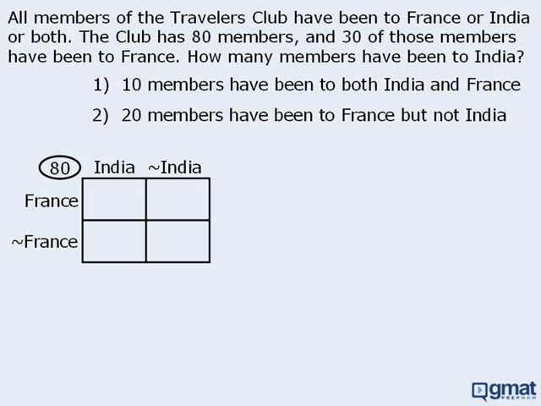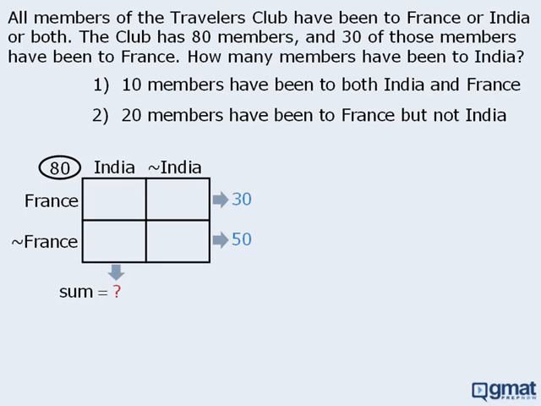Next, we'll add the given information to our matrix. Well, the question tells us that 30 members have been to France, so the sum of these two boxes must be 30. Now, since 30 of the 80 members have been to France, we know that the remaining 50 people have not been to France, so the sum of these two boxes must be 50. Now, our goal is to find out how many members have been to India. Since these two boxes are reserved for members who have been to India, we want to find the sum of these two boxes, since this will be equal to the total number of members who have been to India.